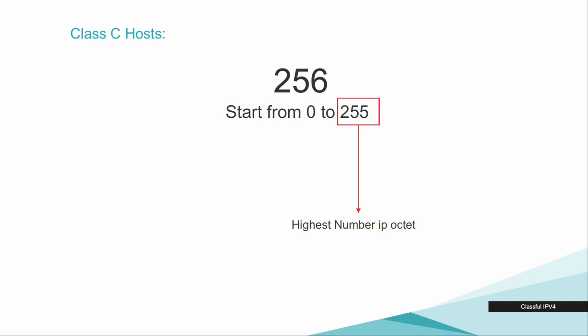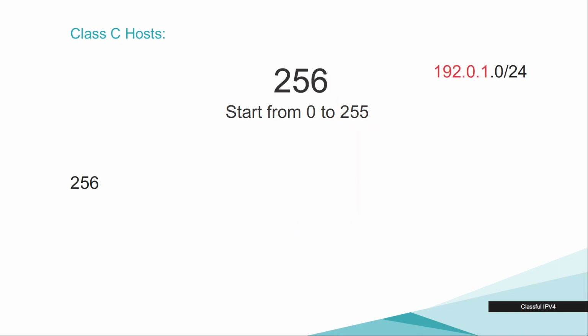So the total is 256 numbers, and the IP address starts from 0 up to 255. In the IP address we count the 0. The 0 is a number. That's why the highest number we can see in an octet is 255. Let's pick a subnet from class C to see the host addresses. So I have picked the subnetwork 192.0.1.0/24. As we mentioned before, class C gives us 254 hosts per network or per subnetwork. And we said that the 8 bits will give us 256 numbers and the IP address starts from 0 up to 255.